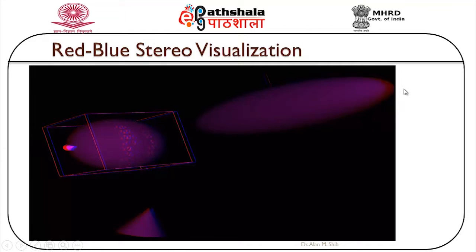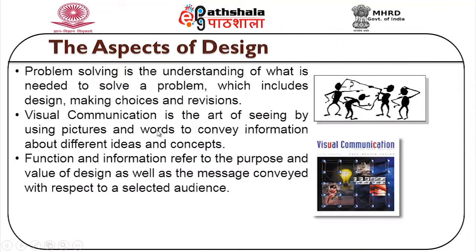So this is one example of the red-blue stereo visualization that is shown on the screen. This visual will be more effective if we wear these kinds of stereoscopic glasses, and if you view it, it will look as though it is a 2.5 dimension visualization. So till now we have been looking at the various types of visualizations and various attributes associated with the different types of visualization. Next we will talk about the design aspects that are associated with visualization.